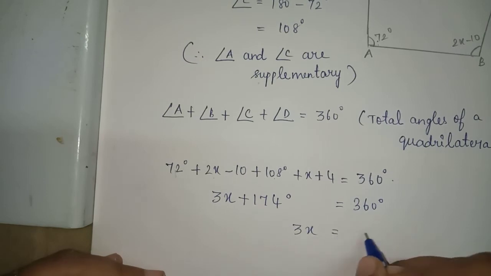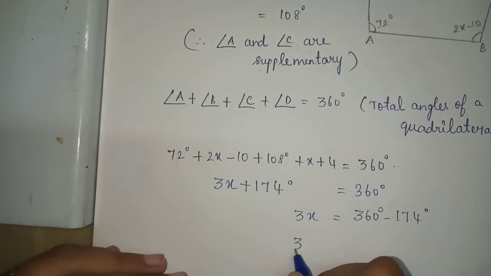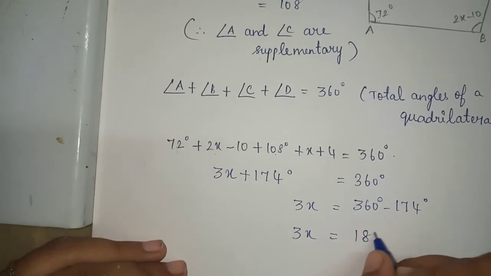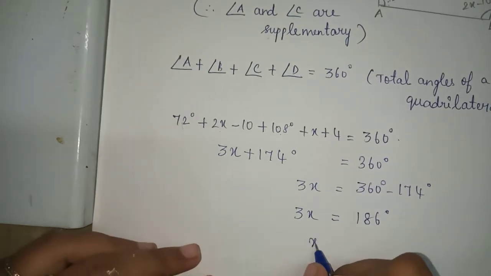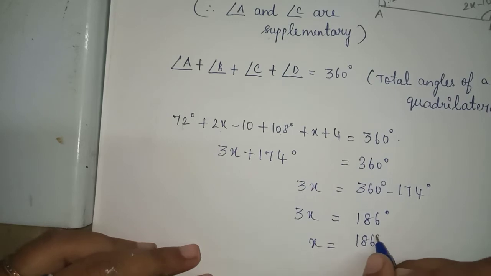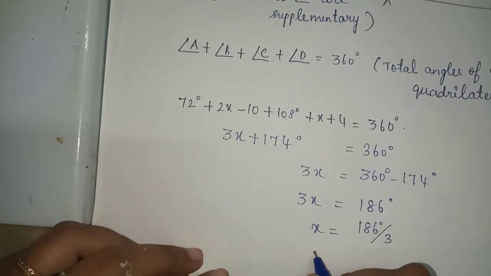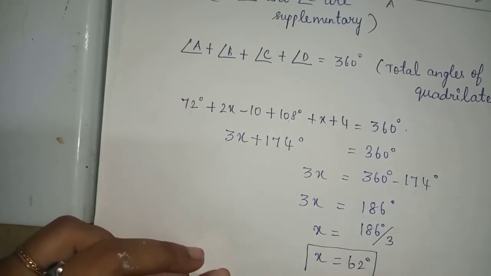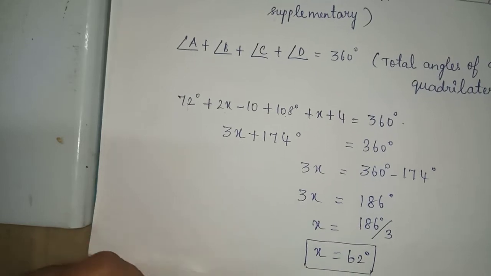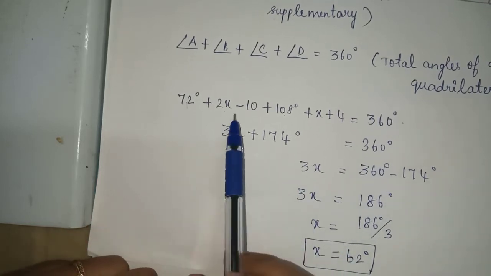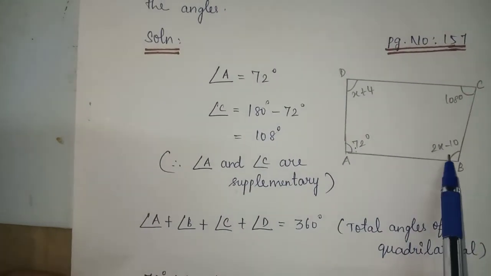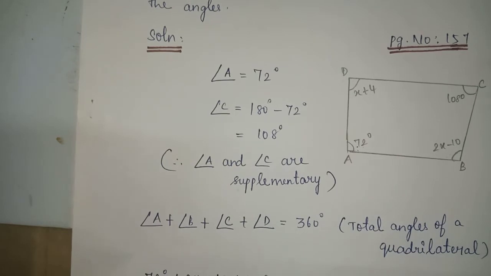So 3x is equal to 360 degree minus 174 degree. 3x is equal to 360 minus 174, which is 186 degree. So x is equal to 186 degree by 3. So the value of x is equal to 62 degree. Now substitute the value of x in angle B and angle D. You get the angles B and D easily.